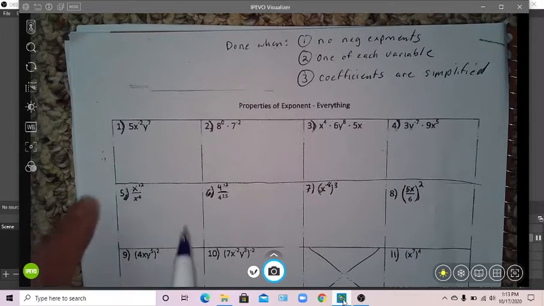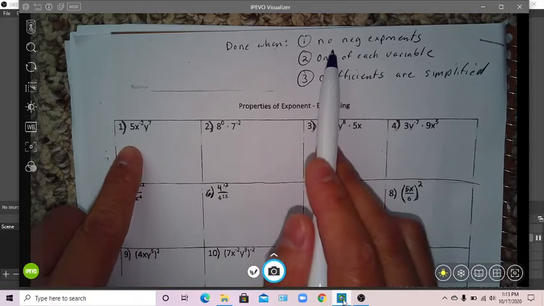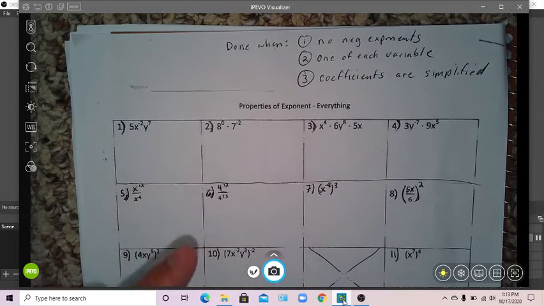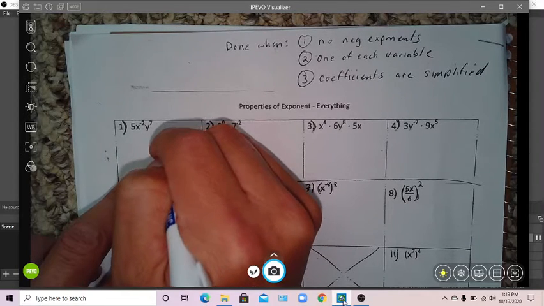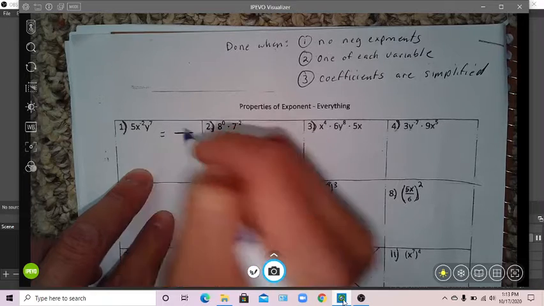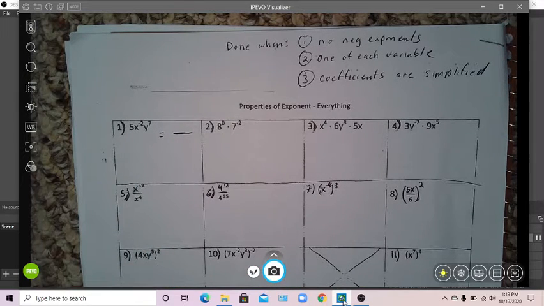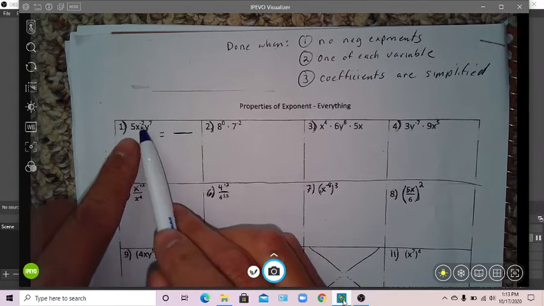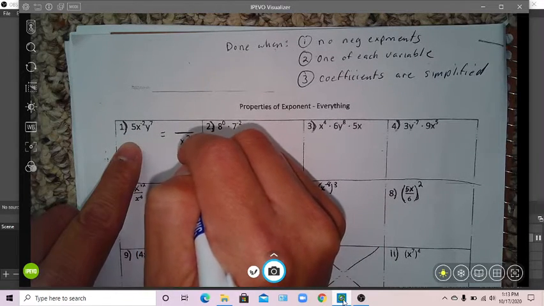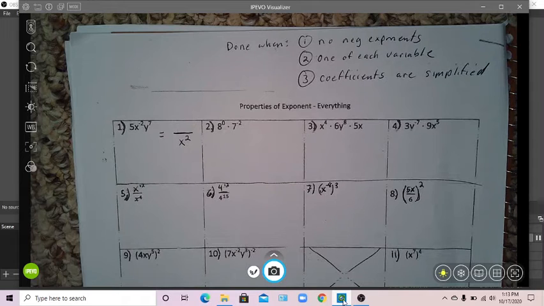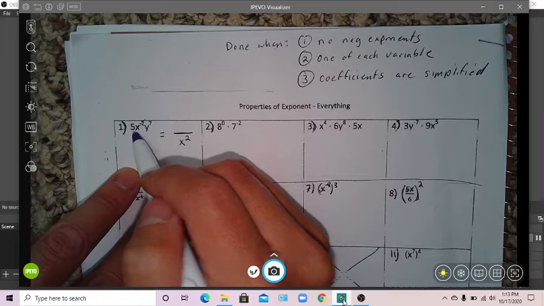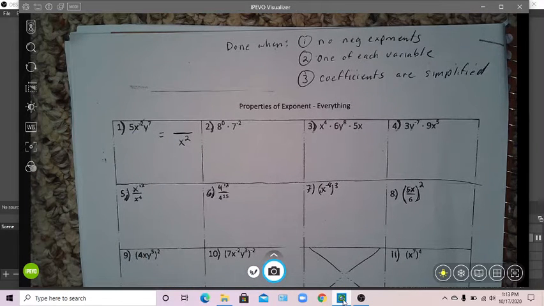Number 1, first thing, no negative exponents. We have a negative exponent there, that negative 2. We know when we have a negative exponent, we're going to rewrite it as a fraction. That x to the negative 2 is going to go to the bottom as x to the positive 2. I'm going to cross that out, but leave it so you can still see it.